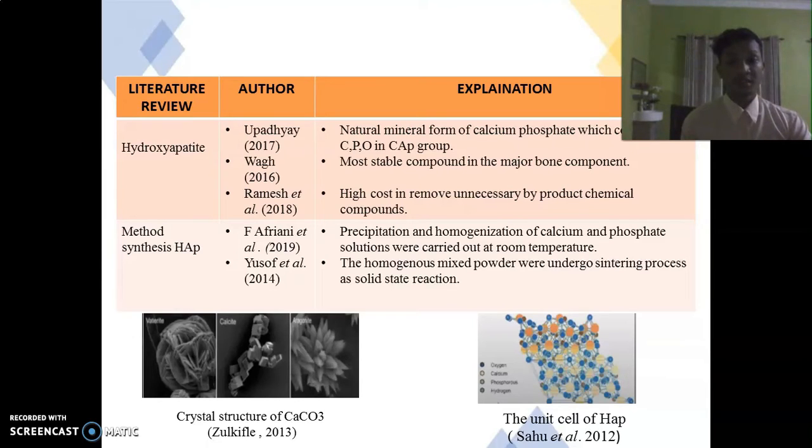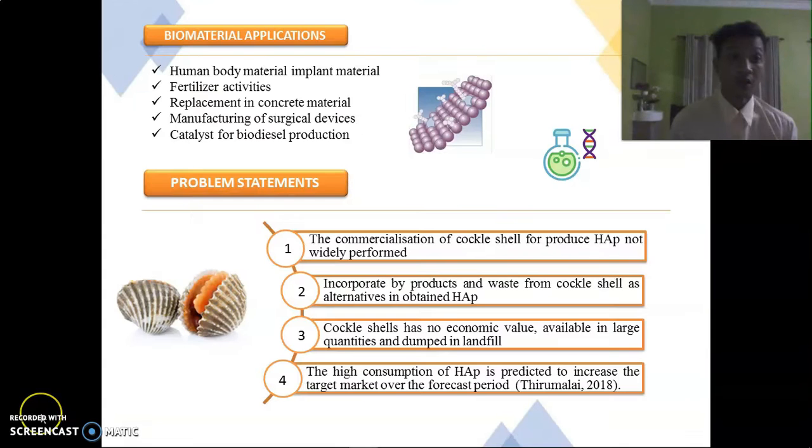For the last is the method of synthesis of hydroxyapatite. The homogeneous mixed powder will undergo a sintering process as a solid state reaction. Next, we want to see what calcium phosphate can do for society today. So, the first biomaterial application is the human body material implant material. Next, fertilizer activities. Next, replacement in concrete material. Manufacturing of surgical devices, and lastly, catalyst for biodiesel production.